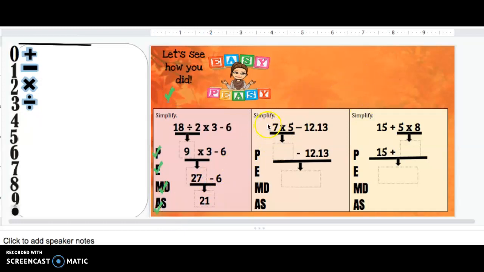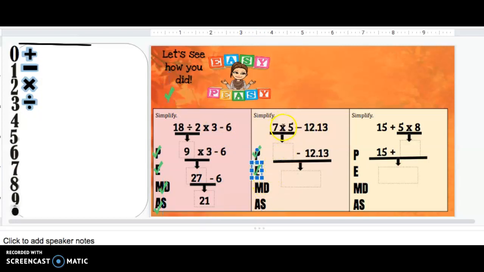So if I'm looking at my next question, it says 7 times 5 minus 12.13. So I look, parentheses? Nope. So I'm going to drag my check mark over the P. Then I look for exponents. Nope, no exponents.